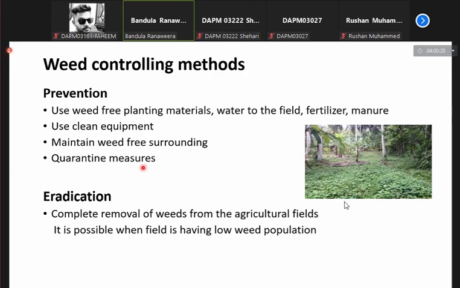So what we can do is keep the propagules with seeds away from the crop production site. Then another group of actions are aimed at eradication. That means complete removal of weed from the field. But it can be done when the field is having low weed population. And also it can be done when the plants are grown in protected environments.